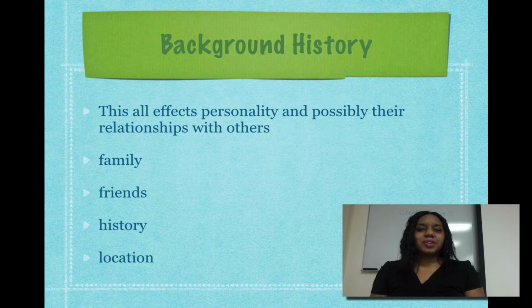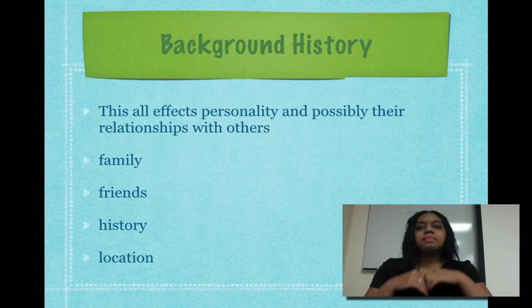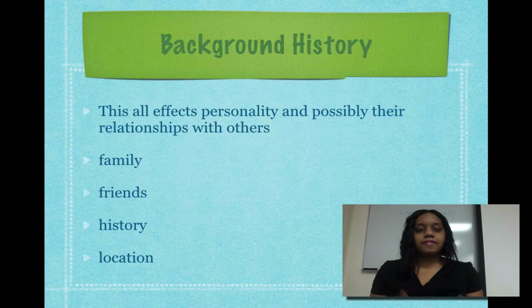Okay, next one is background history. You want to know as much as you can about your character, and one way of doing that is to think about their background. I mean, they didn't just pop out of thin air, right? They have family that created them. They have friends, they have some kind of history. Where do they live? Their location.